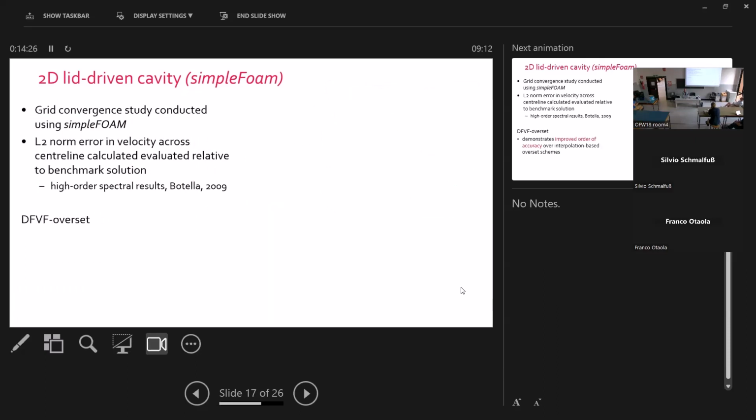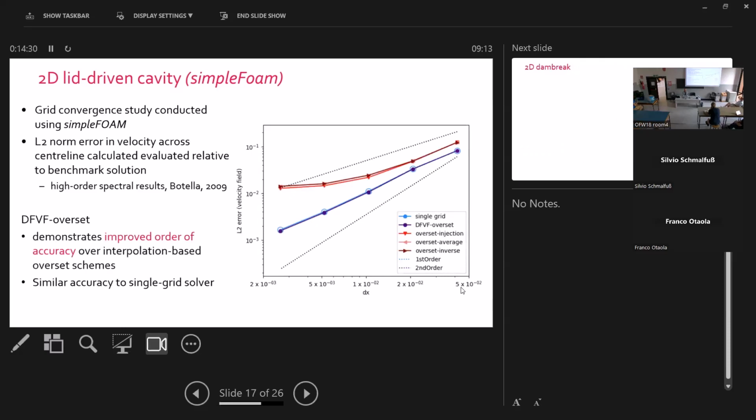Convergence properties, I just did this with simple foam because it's steady state. It's a similar story to the 1D Laplacian foam. So you can see that we're converging in the same order as the single grid simple foam. It's not quite second order in this case, but it's almost second order.